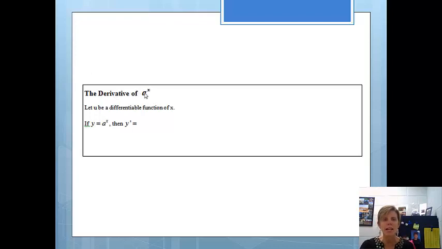If we have the derivative of a to the x, so a is some sort of constant, 5, 2, 7, 8, it just is not e. We're going to let u be a differentiable function of x. If y equals a to the u, then when I take the derivative of it, y prime will equal, just like we do with e, if you remember the derivative of e to the u was e to the u du, this one is going to be a to the u du, but we're not done until we multiply by the natural log of a.